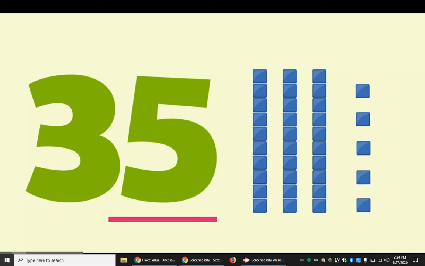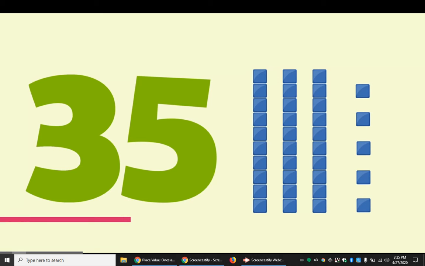The ones place is furthest to the right. The number in the ones place always equals itself. In our number 35, the 5 is in the ones place. Its value is just that, 5. It is represented by the 5 ones cubes.